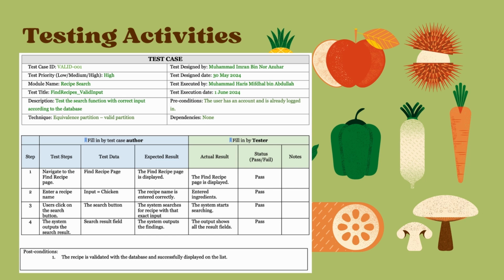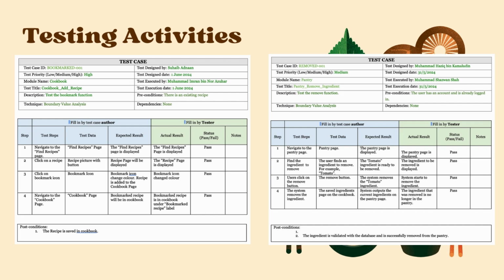So for the steps, firstly, the user needs to navigate to the find recipe page, and then the user enters a valid recipe name like chicken. Then thirdly, the user clicks on the search button, and lastly, the system will verify and display the correct search result. So for the expected result, it should display all recipes matching the input, which is chicken.